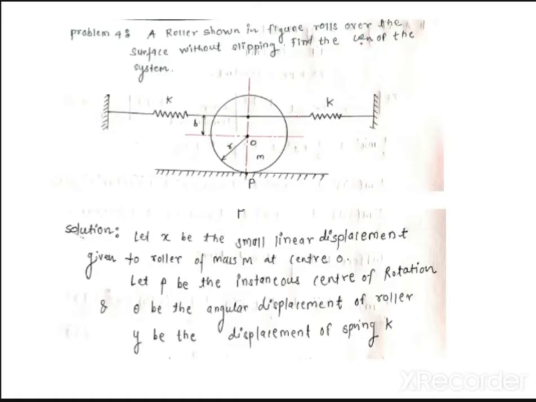A roller is shown in the figure, rolls over the surface without slipping, find the natural frequency of the system. Again, the same condition you can see. The roller is rolling at the point P. At the point P it is rolling, right?